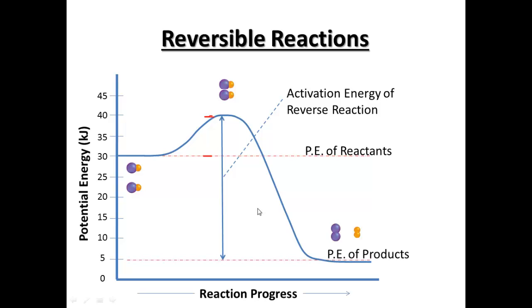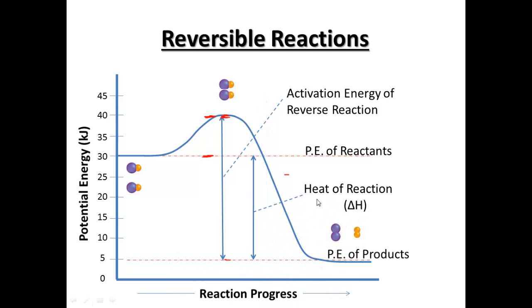Now, I could ask you a question such as, what is the activation energy of the forward reaction? Then you'd say from here to here. Or if I asked you the activation energy of the reverse direction, you'd have to remember that the reverse direction goes from the products to our reactants. So we would have from here to here.